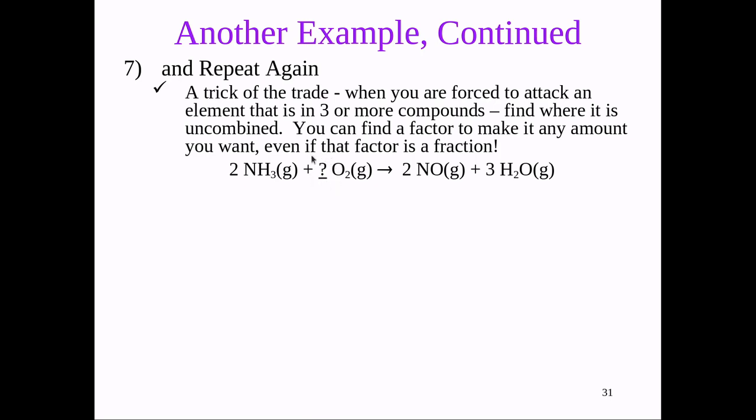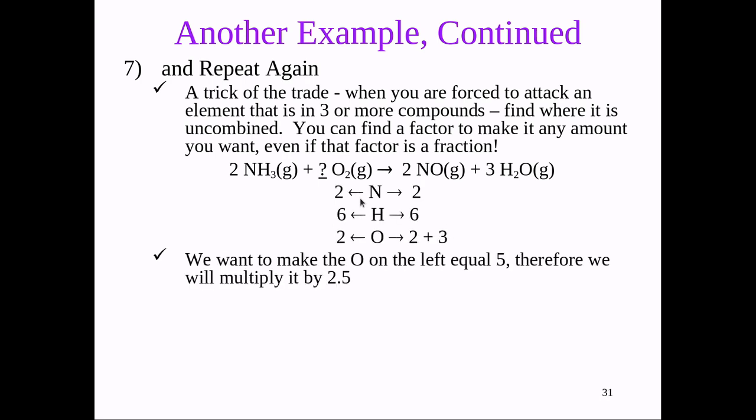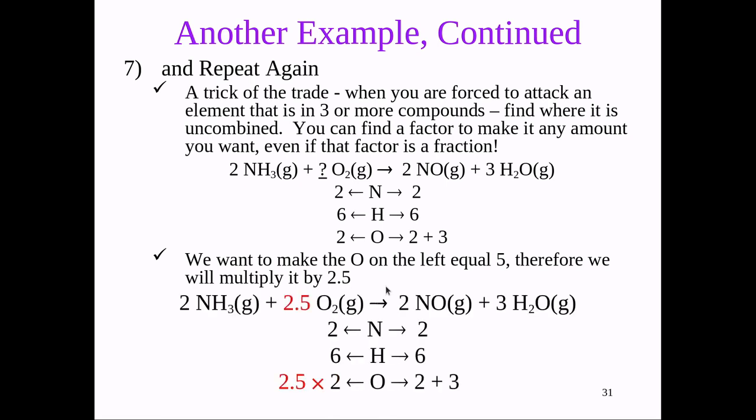What number could I put there that would give me 5? That I could multiply by 2 and give me 5? What I could put there is a fraction. I could put 5 halves, which I wrote here as 2.5. And if I insert 2.5 in there, well, now I have a factor I'm going to multiply by here that will give me that 5.